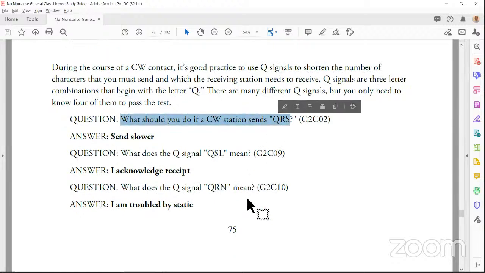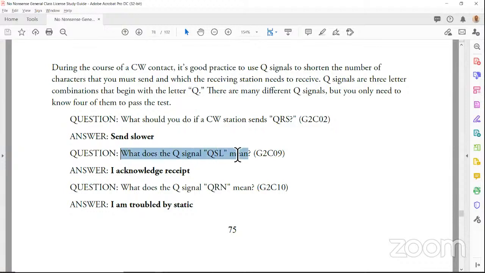Next question. We did say we have a number of Q codes or Q signals to learn the meaning of. We gave a simple way to try to remember them. But here they go. What should you do if a CW station sends QRS? If you hear QRS, that means to send slower. You're sending too fast. Remember we said, think about the last S there: S, slow.